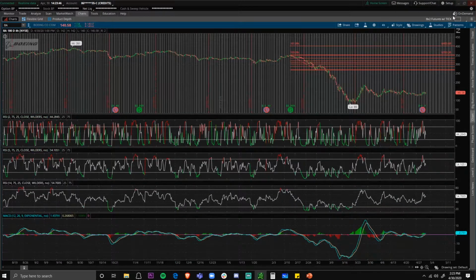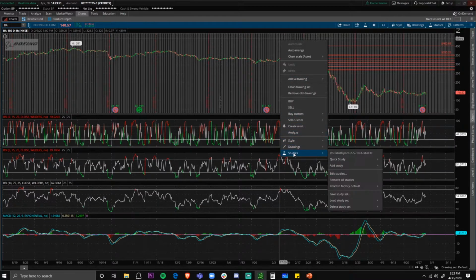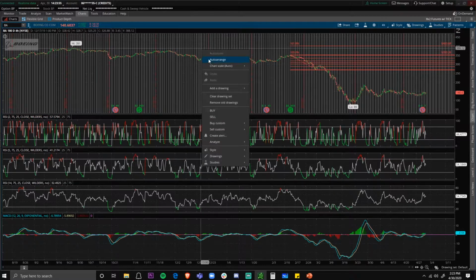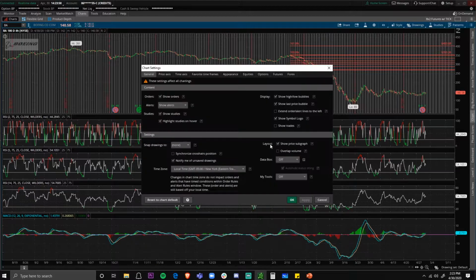Now for your charts. Again, you can just click on these. Go to style, settings. So right click on your chart, scroll down to style, and hit settings. A couple things that I want to show you here. Obviously your time frame. I'm in Eastern time. You want to have all of this looking just like mine.